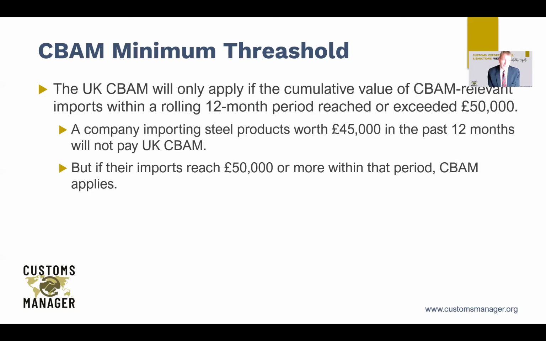In very good news, the UK seems to learn from the big sisters' errors and is already going straight into a minimum threshold situation, which means that the UK will only apply CBAM if the cumulative value of CBAM-related imports within a rolling 12-month period reaches or exceeds £50,000. So that means a company importing steel products worth 45,000 in the last 12 months will not pay a UK CBAM. But if their import reaches 50,000 or more within that period, CBAM would apply.